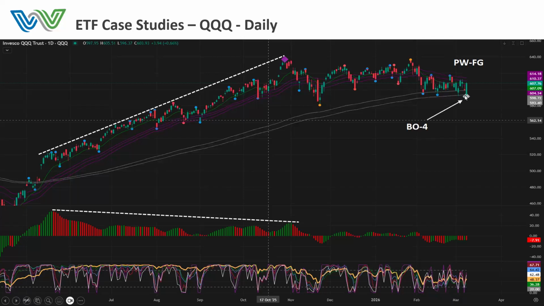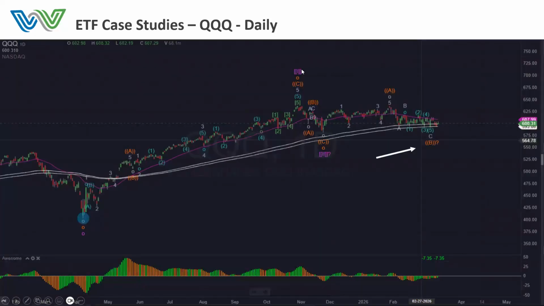And then we come down. What I'm looking for is I'm looking for the gray diamond. Okay, that's what I'm looking for. And we got it. So now let's look at the wave count.